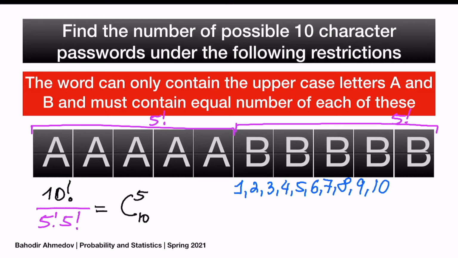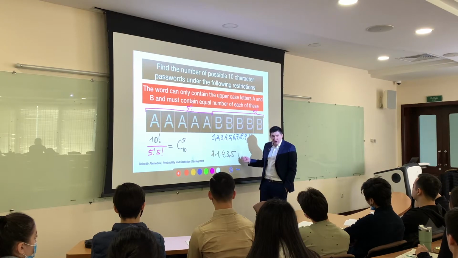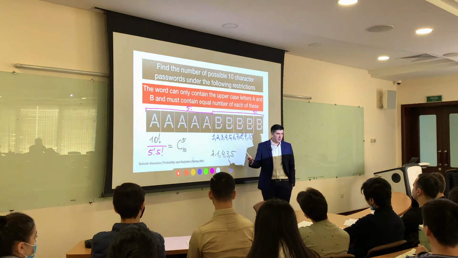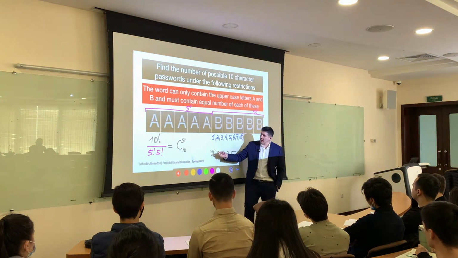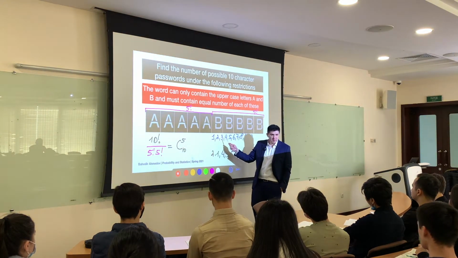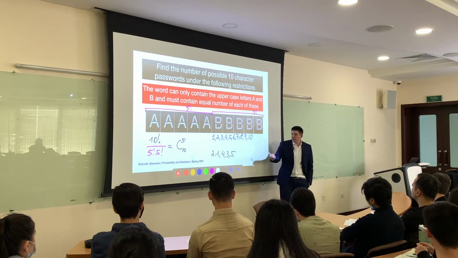For example, I can choose like 2, 1, 4, 3, 5. Okay? So those numbers here, 2, 4, 1, 3, and 5, are going to be the positions where the A's are going to stand. Okay? We have just 5 A's. I'm just going to place them in these positions: the second, the first, the fourth, the third, the fifth. Okay? So now you're just putting these 5 A's in these positions.